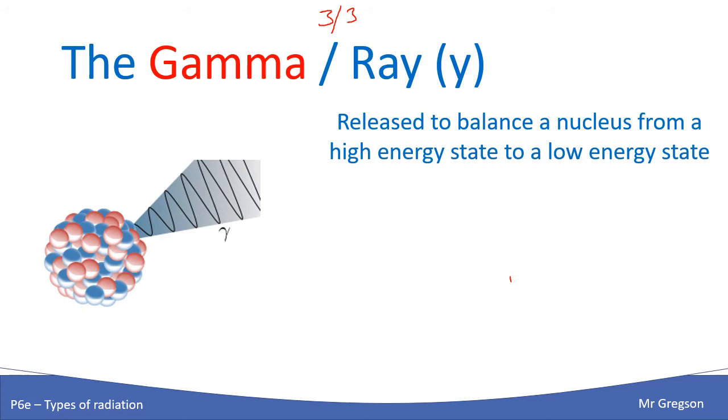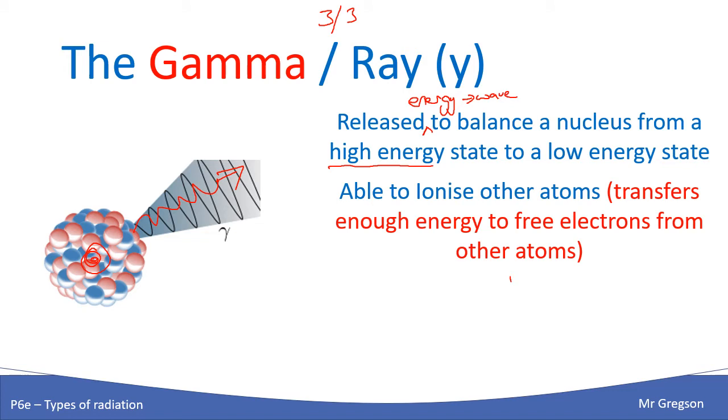It is a part of the electromagnetic spectrum, and it's released high energy, released energy in the form of a wave, and it's used to balance the nucleus of the atom, which has become unstable. It might have released alpha or beta, and it's still got some leftover energy, so it expels it as a wave, and it'll have a certain frequency. It's a very, very high frequency, which is what makes it dangerous.